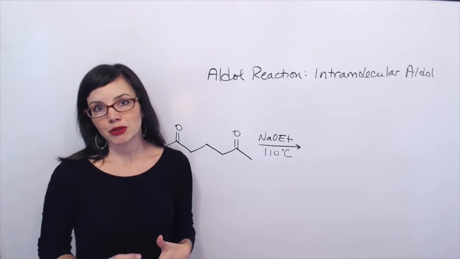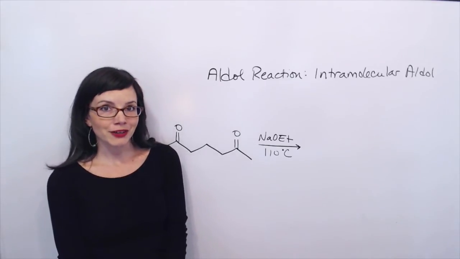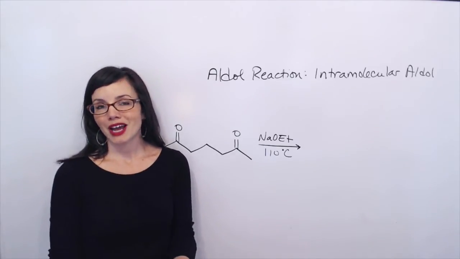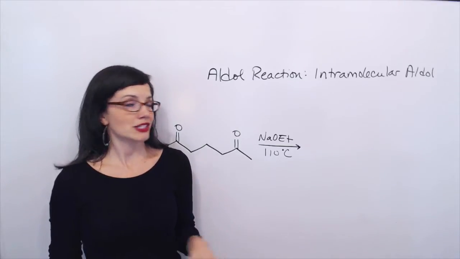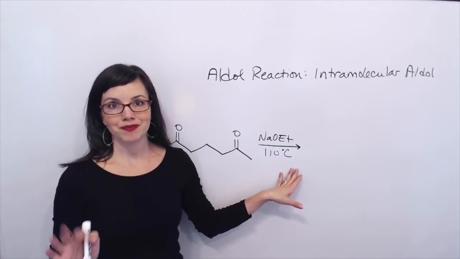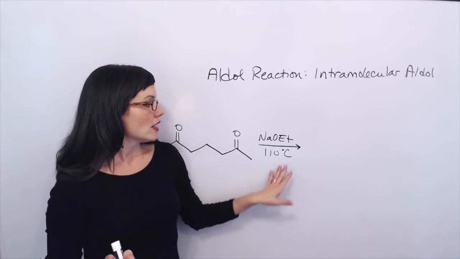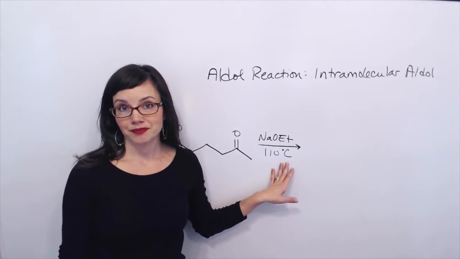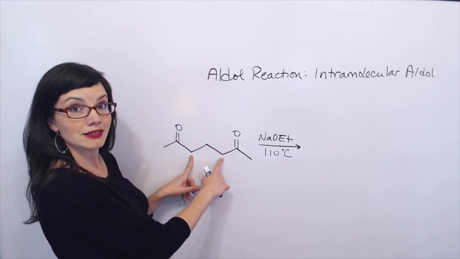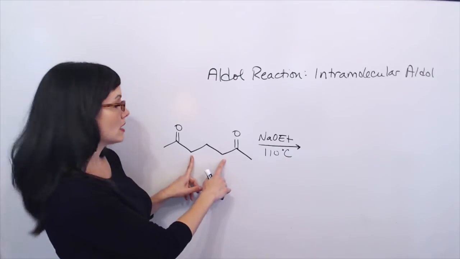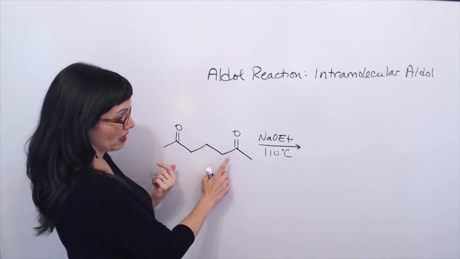But it's different when you have an intramolecular aldol, because what happens is with intramolecular, it's the size of the ring that matters, not the type of base you have. Let me show you what I mean. If we were going to go with ethoxide, ethoxide wants to choose one of these more substituted alpha carbons. So let's just say it would pick this one.